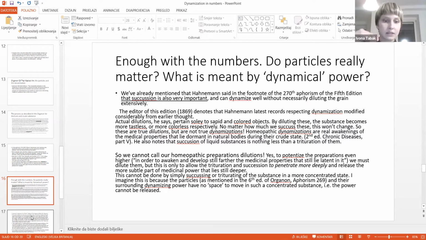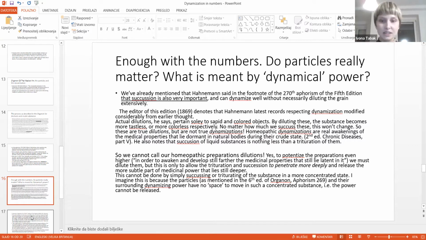So what our master Hahnemann says in Chronic Diseases about dilutions is that what we're working with, we cannot call homeopathic dilutions. They're not dilutions, they're dynamizations. Why? He says dilutions only pertain to what is sapid, pertaining to taste and color. If we dilute substances that are salty, the more we dilute them, no matter how much we succuss them, they will not get saltier. Right. So we need to get away from this material kind of thinking.